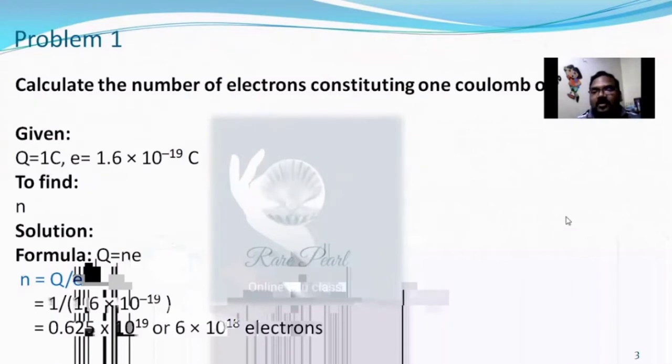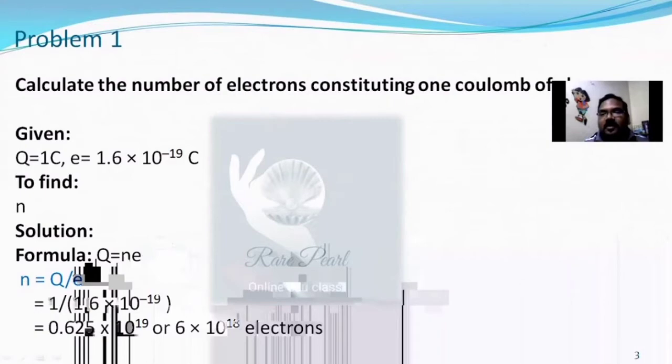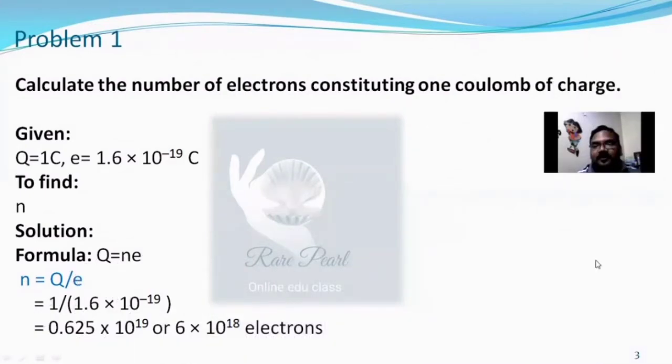Calculate the number of electrons constituting 1 coulomb of charge. So here in this problem, we have been given 1 coulomb of charge, and we need to find the number of electrons. How to find the number of electrons when Q and E are known? We know that the charge of one electron is 1.6 into 10 to the power minus 19 coulomb. Having known that, we can find N.